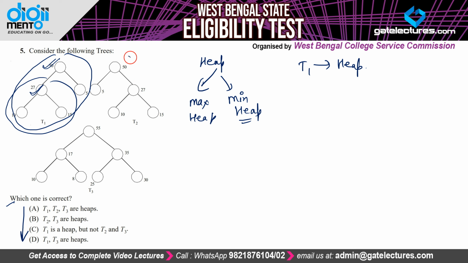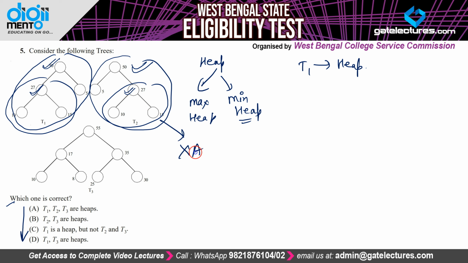In case of T2, in the entire tree, this is the maximum data, that is correct. But the problem is this is not an almost complete binary tree. Okay, so heaps are generally almost complete binary trees only. Now because this is not representing an almost complete binary tree, that is why it is not a heap, even though every root node is containing the maximum data. But because this tree is not an almost complete binary tree, it is not a heap. So it is not representing a heap.